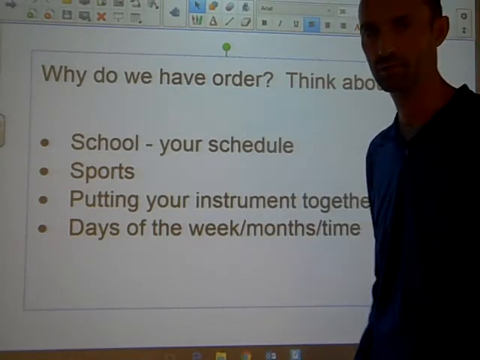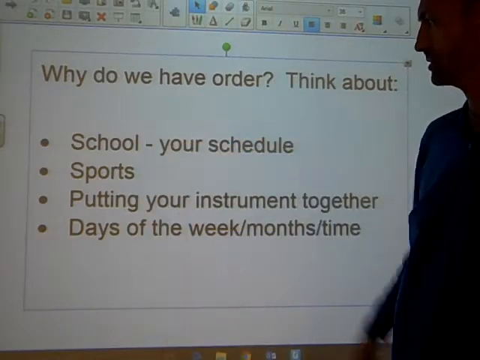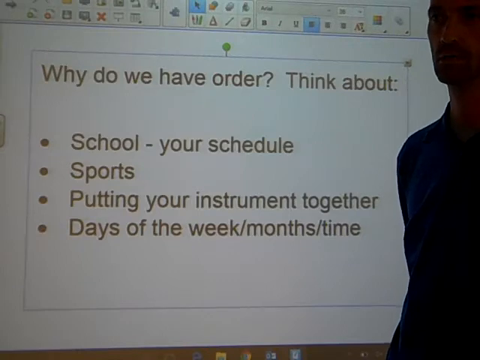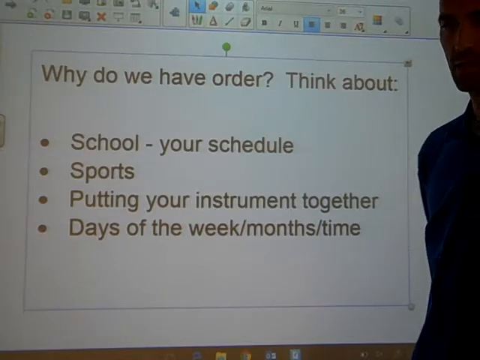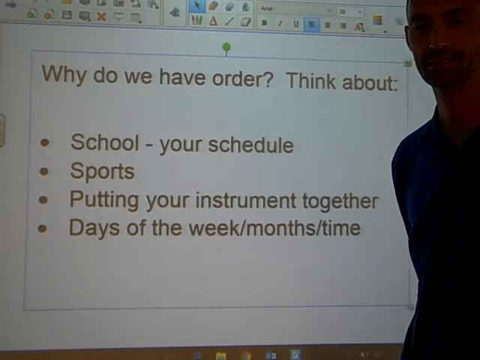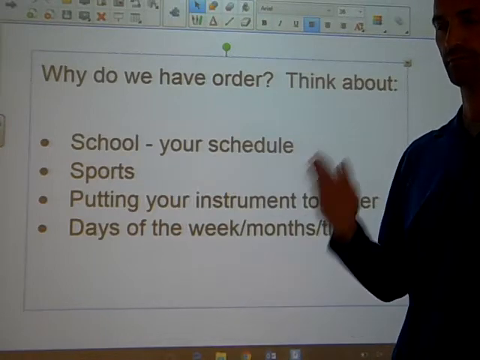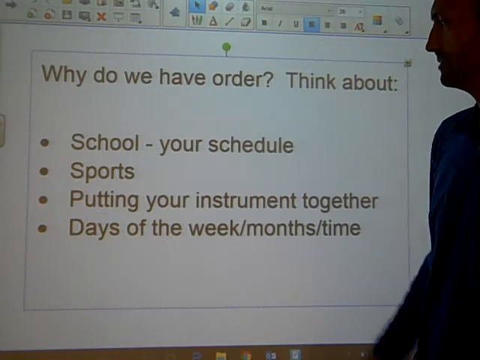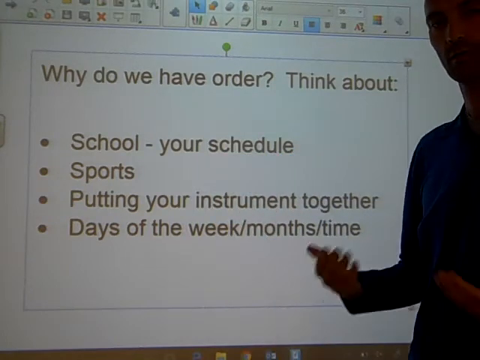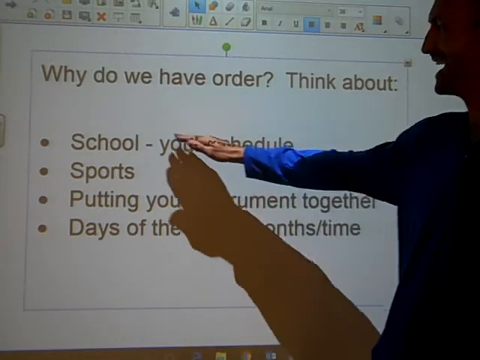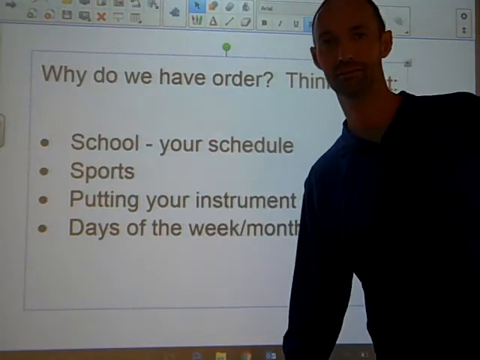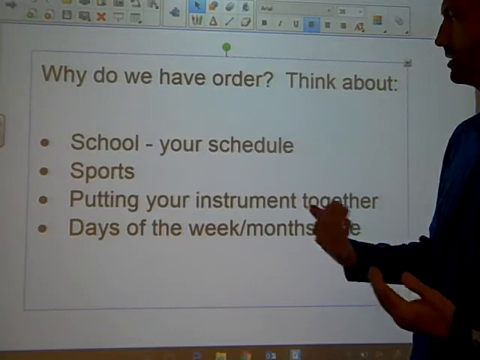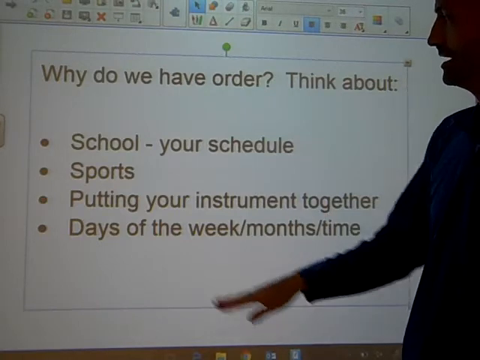Why is order important? Well, think about school. Think about your schedule. Think about 5th grade schedule. Why do we have you going to classes in a certain order? Why do we have you doing exploratory or PE in a certain order? And then also the other grades, why do they have a certain order? What would happen if we just didn't follow the order someday? What would happen here at school?